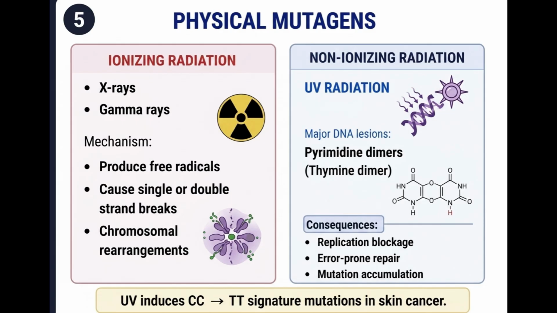Non-ionizing radiation mainly includes ultraviolet radiation. UV radiation induces cyclobutane pyrimidine dimers, especially thymine dimers. These dimers distort DNA structure and block replication and transcription. If unrepaired, error-prone repair mechanisms introduce mutations. UV-induced CC to TT mutations are characteristic of skin cancer.